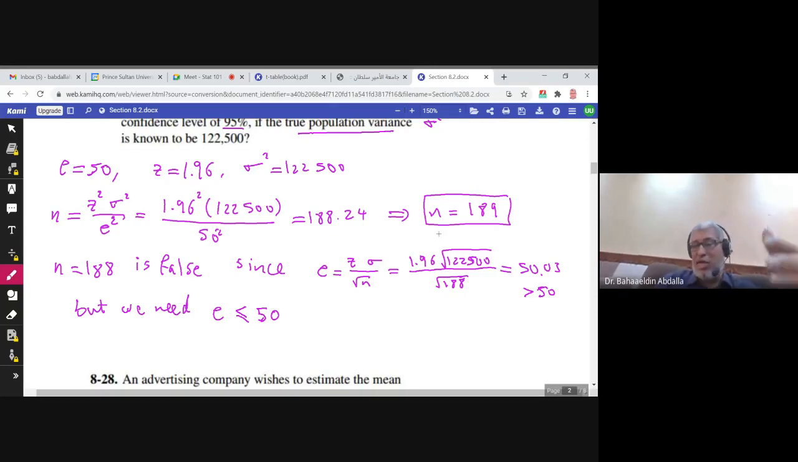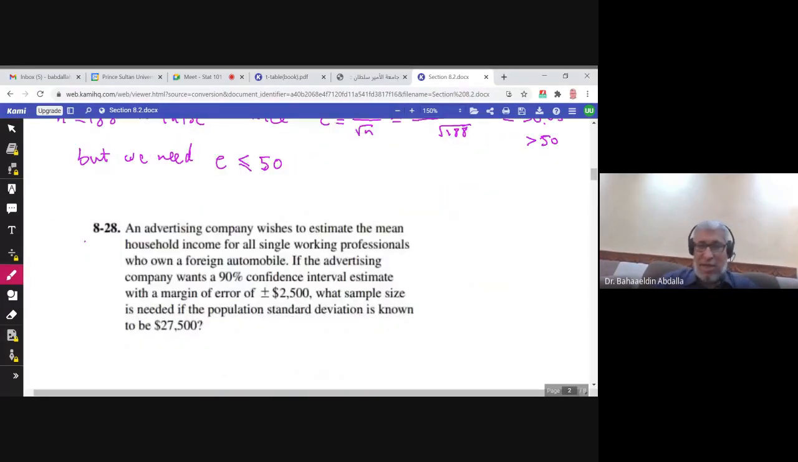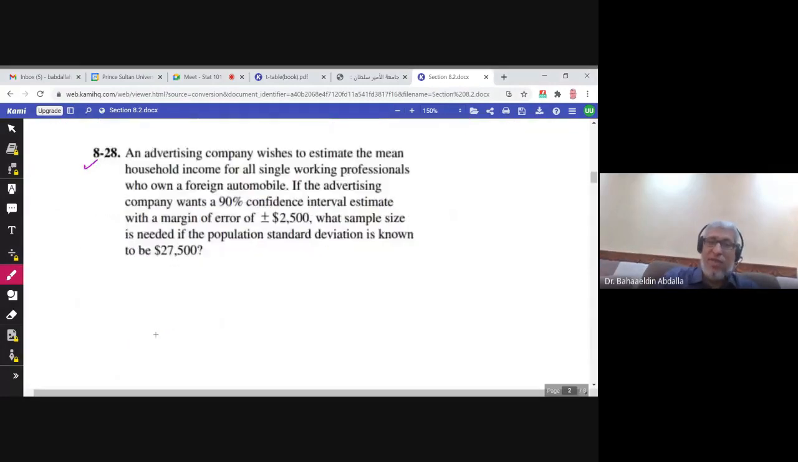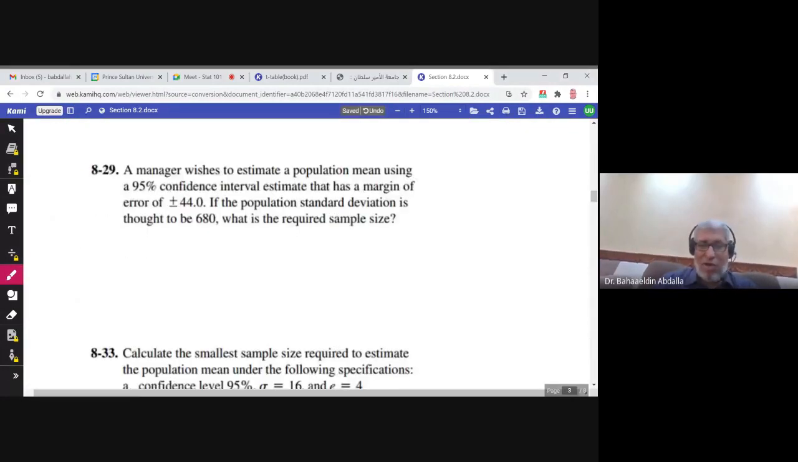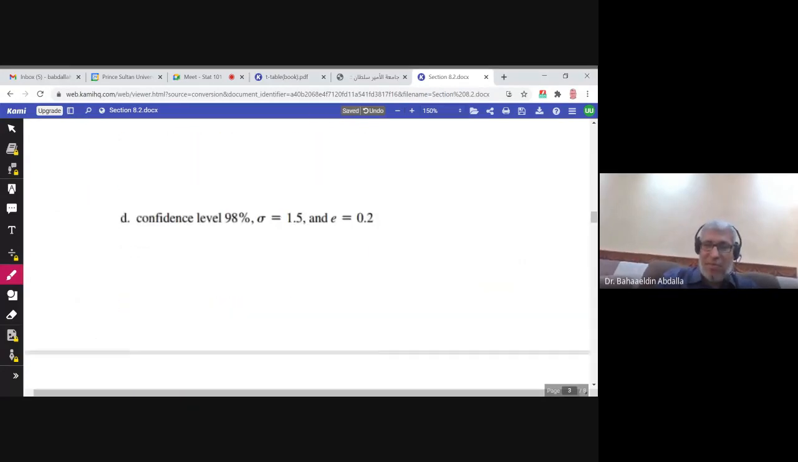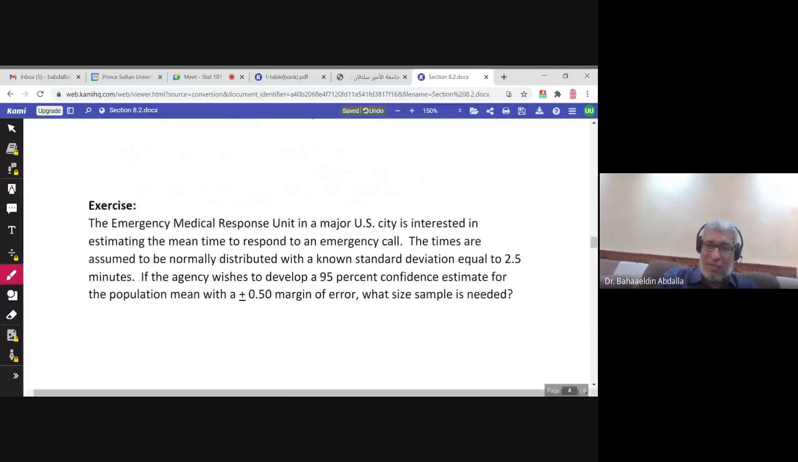After that, you can increase the sample size. If you have more money, you can choose 200, you can choose 190. That's up to you. But the minimum required sample size is 189 for the error to be within 50, less than or equal to 50. Any question here would be solved similarly. All these questions would be solved similarly. I put them here for you to practice.